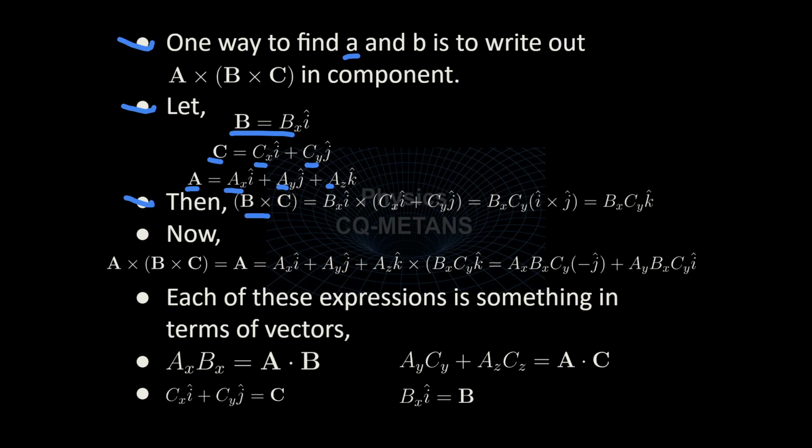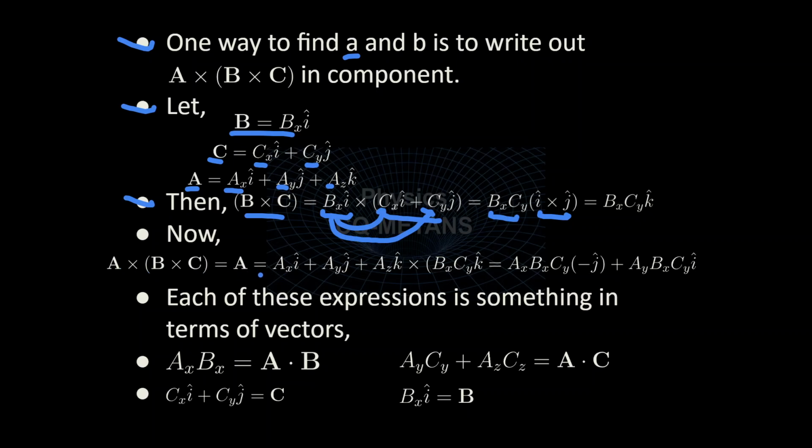Then vector B cross C. Vector B is this Bx I cap and C is this. Now this multiplied by the first term: I cross I is 0. This multiplied with this, Bx Cy I cross j, and I cross j is nothing but k. So we get this B cross C as Bx Cy k cap. Now we have to cross this with A. So A cross B cross C.